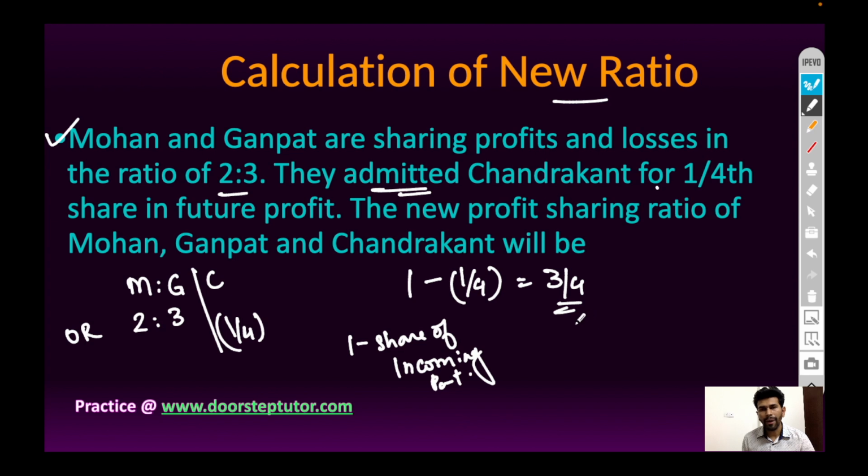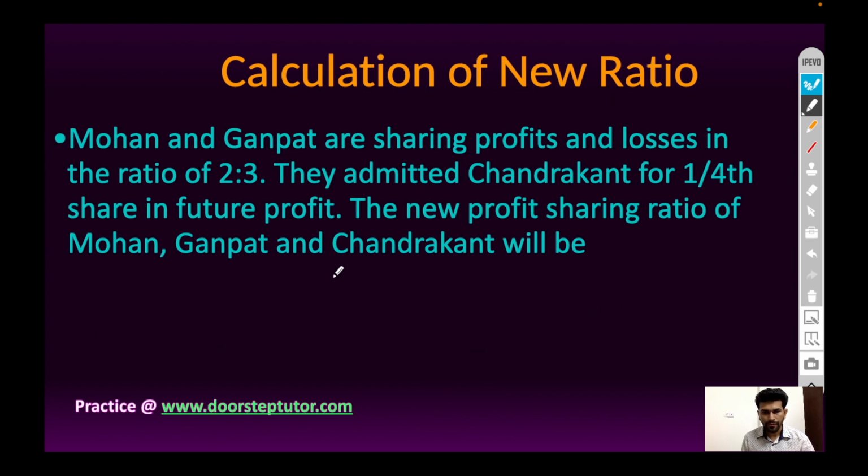So we are getting 3/4. Now to calculate the new ratio, we have to multiply the old ratio with 3/4, the balancing part, that is 1 minus 1/4. So we will get 3/4. Now to calculate Mohan's share of profit, we have to multiply the old ratio, that is 2/5, with 3/4.